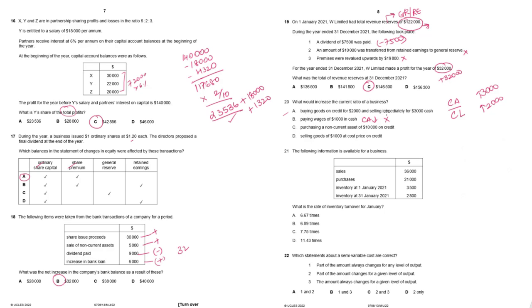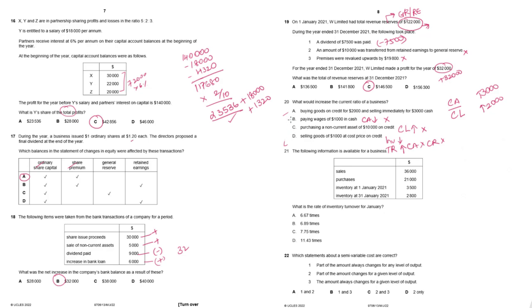Purchasing a non-current asset on credit. This will increase the current liability, because non-current assets is increasing and current liability is increasing. When denominator increases, current ratio will definitely fall. It will not increase. So wrong option. Selling goods of 1,000 at cost price on credit. So when you do that, one of the current assets, which is inventory, is decreasing, but the other current asset, which is debtors, is increasing by the same amount. So current assets remain unchanged, current ratio remains unchanged. So these three options are definitely not increasing the current ratio.